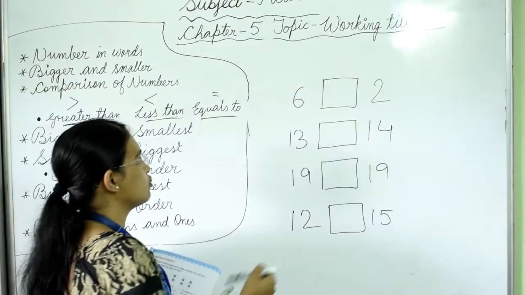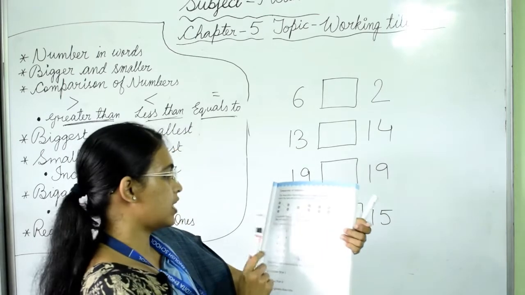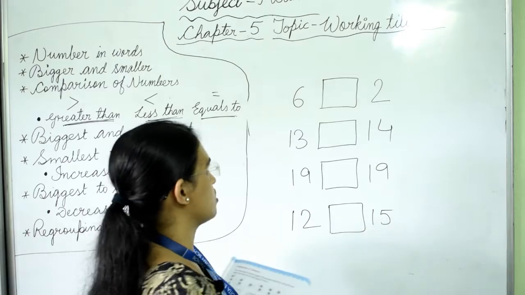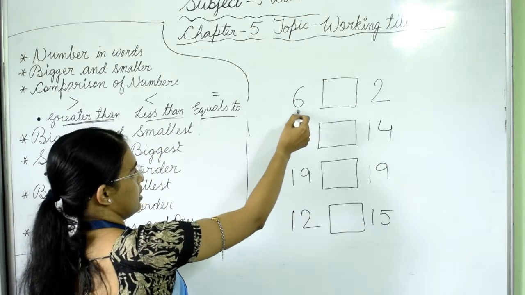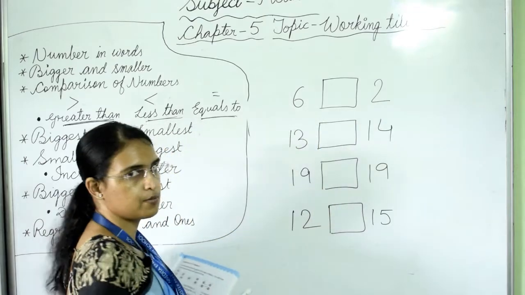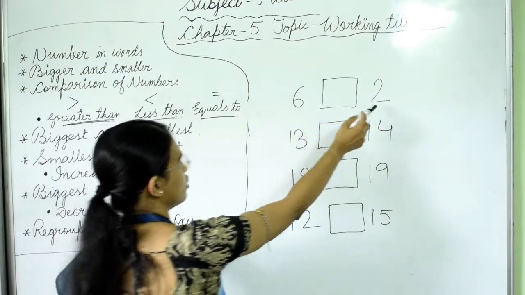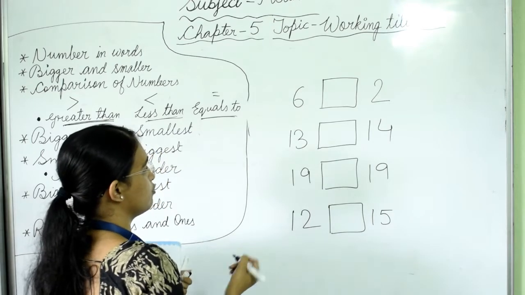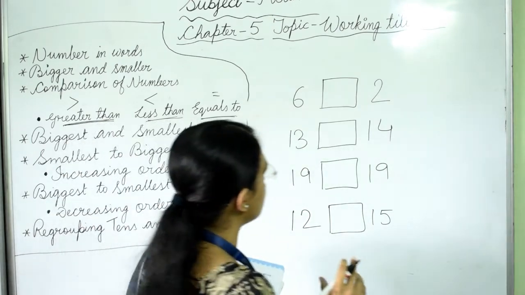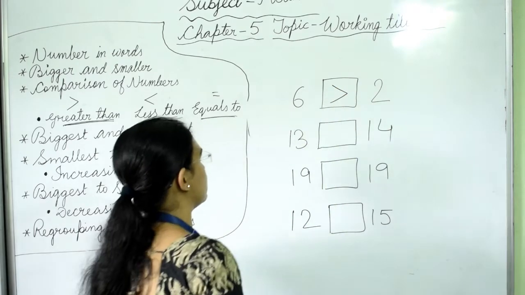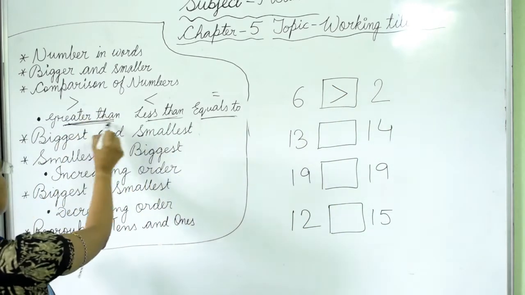Okay, now the question is: put greater than, less than or equal in the given boxes. Now on this side, which number is this? 6, and on this side 2. So which is bigger, 6 or 2? 6 is bigger. So on which side will the fish open his mouth? On this side. So this is which sign? This is called greater than sign.